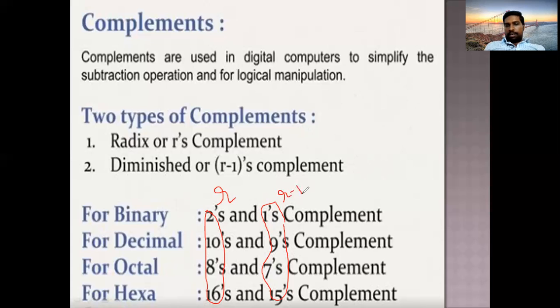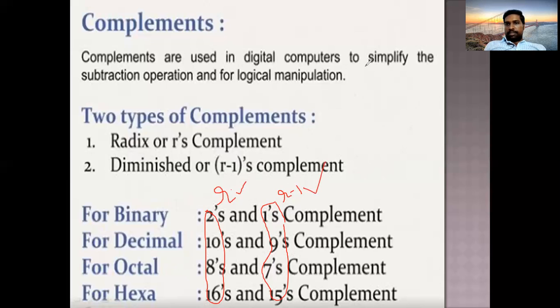When anybody asks you what are the complements existing in the octal number system, it means 8's complement and 7's complement. What are the complements existing in the binary number system, it means 2's complement and 1's complement. Like that you should say. In order to say that, first of all, you should remember that for any number system with base R, there exist R's complement and R minus 1's complement.